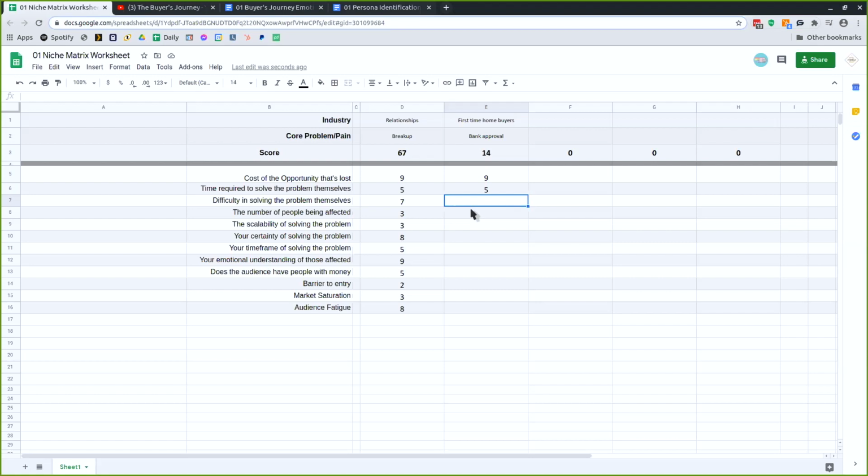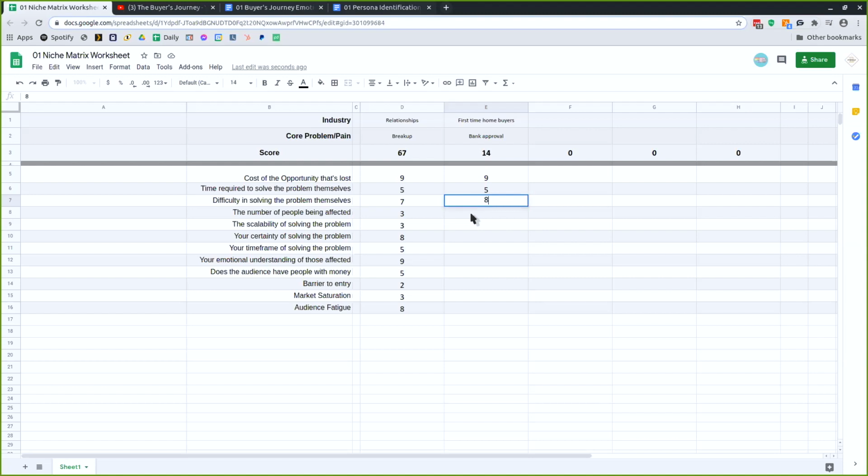All right, let's jump to the next one. Difficulty in solving the problem themselves. It's like, how complex is it for them to get that bank approval letter and get everything lined up, know what they need to know? On that one right there, I would say about an 8 or a 9.